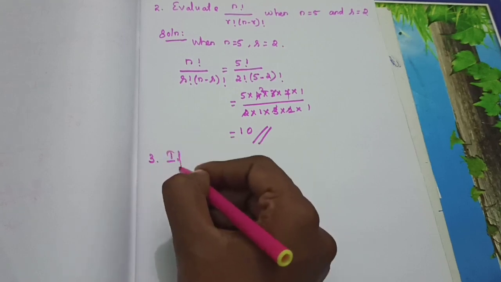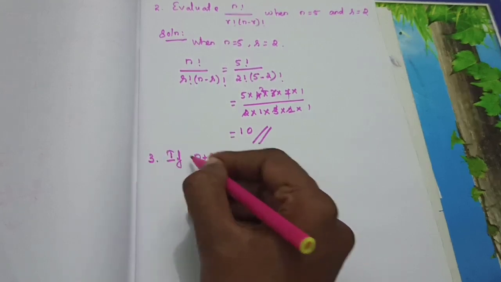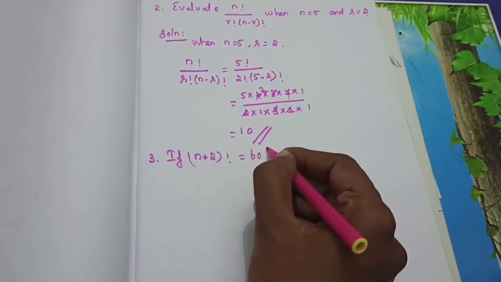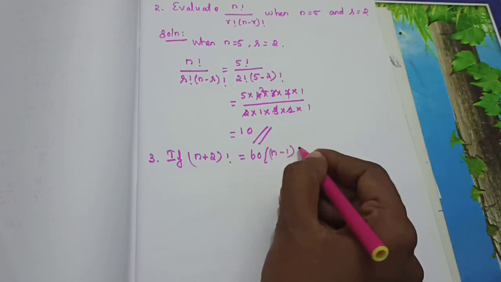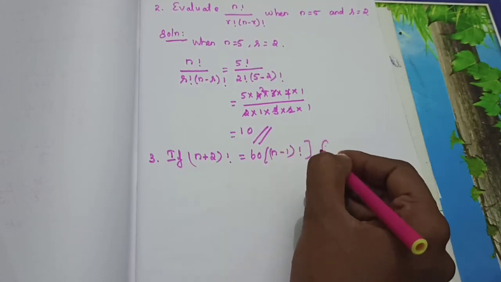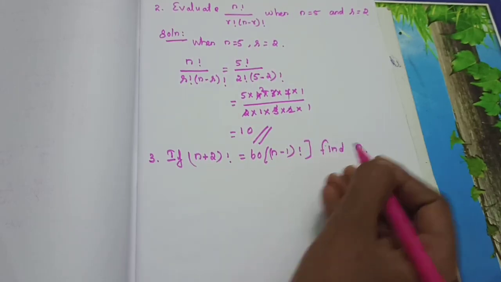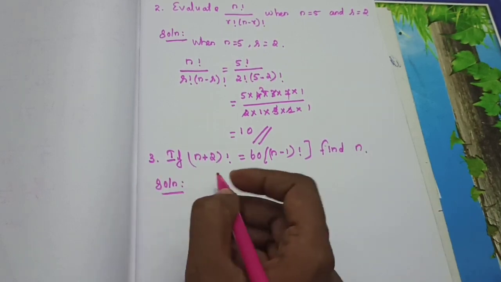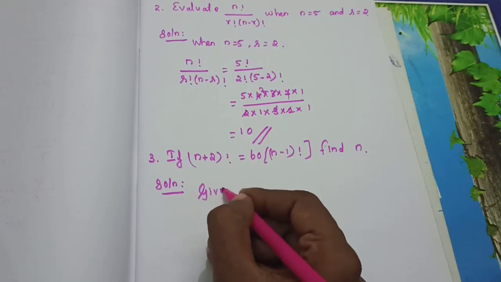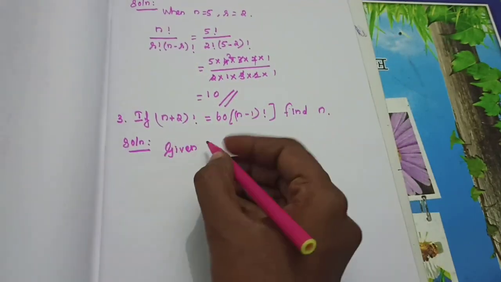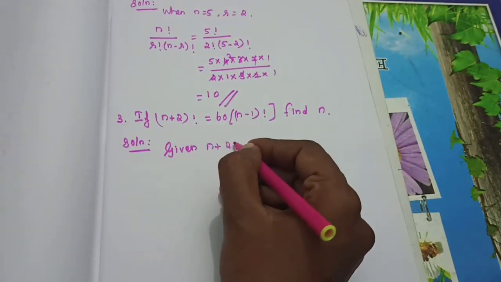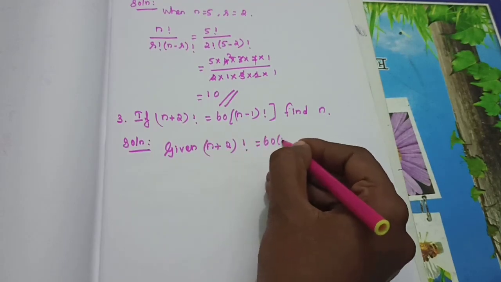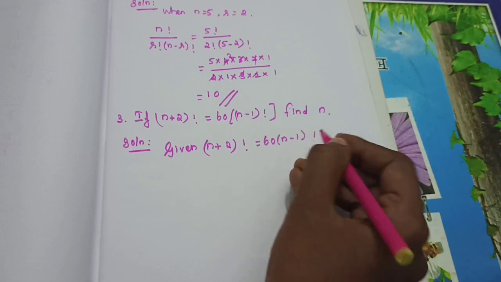If n plus 2 whole factorial equals 60 into n minus 1 factorial, find n. Solution. What is the given condition? Given n plus 2 factorial equal to 60 into n minus 1 whole factorial.